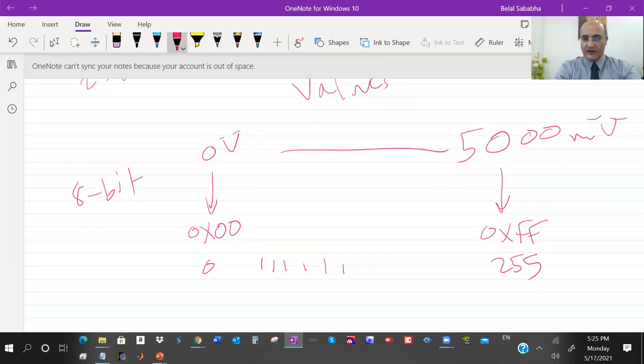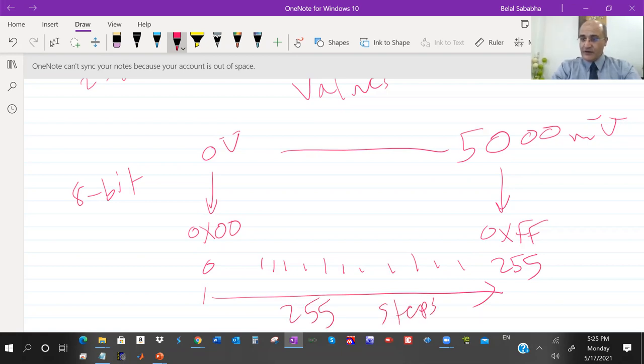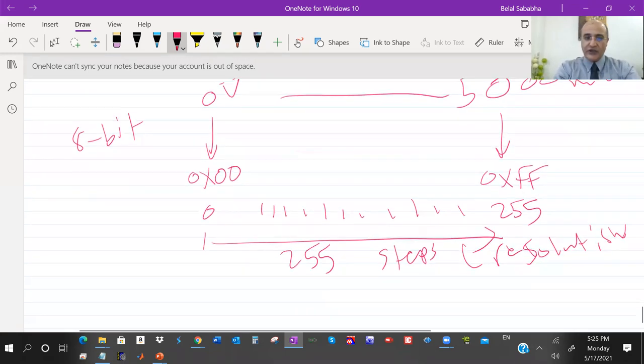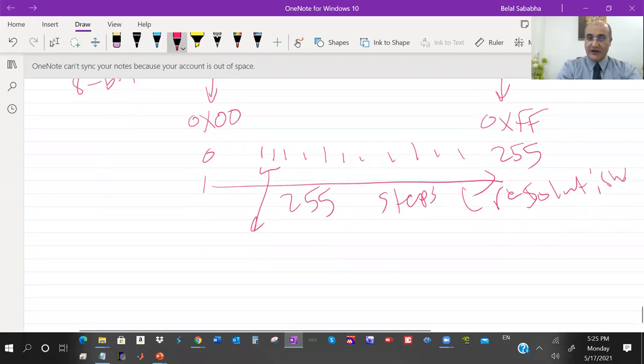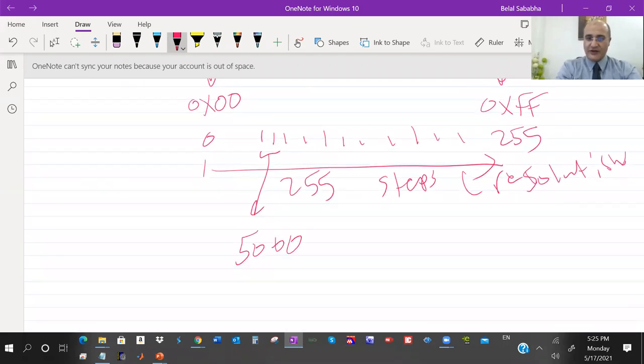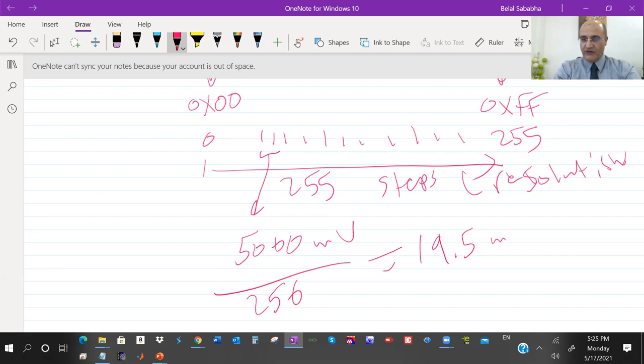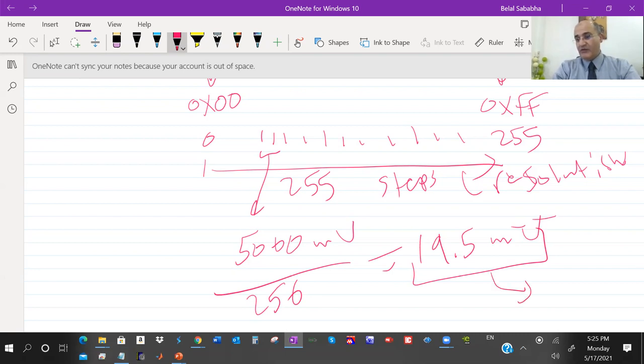Then I have 255 steps. Resolution. Each step represents how much? 5,000 millivolts divided by 256 values, something around 19.5 millivolts. This could correspond to maybe 0.5 Celsius.